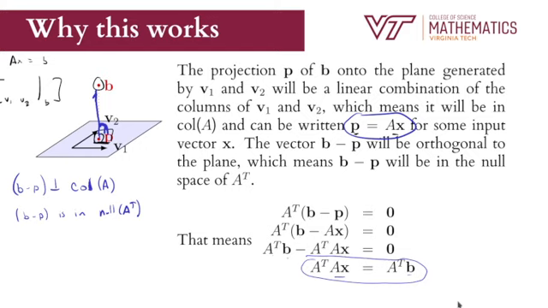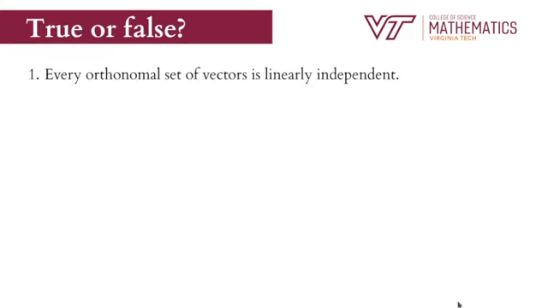All right. So we have a couple of minutes left. Let's just try a couple of true-false questions from this chapter, and we'll wrap up. Is it true that every orthonormal set of vectors is linearly independent? I'll pause in case you want to think about it. This is true. All orthogonal sets are linearly independent.